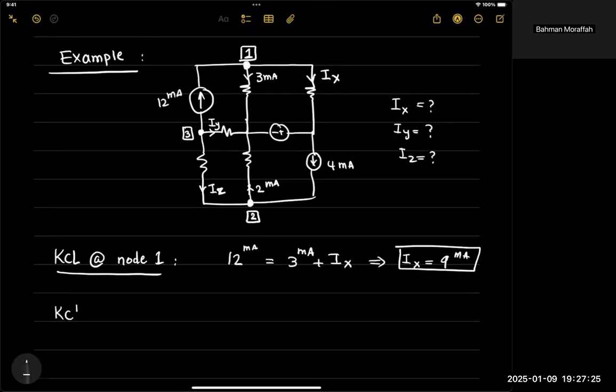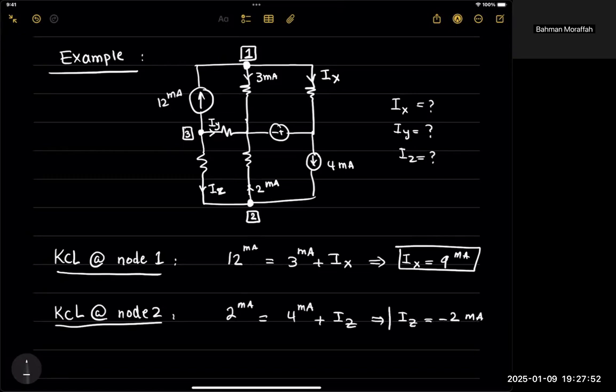How about if I wrote a KCL at node 2? Again, whatever current that's going in should be the same as the current that's going out. So 2 milliamps going out is the same as 4 milliamps going in plus IZ. Therefore, IZ is negative 2 milliamps. By the way, this negative actually means the direction that I chose over here is not the correct direction, and the direction is indeed upwards, to get the positive value.